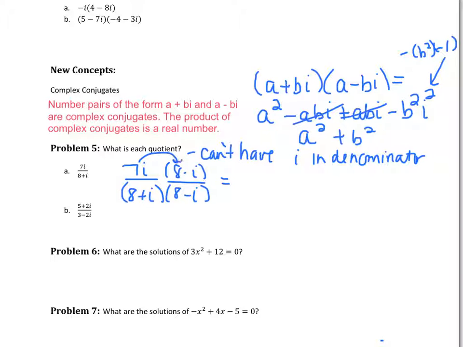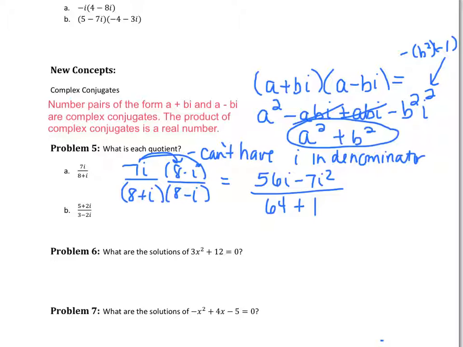On the top, we're just going to distribute. So you're going to get 56I minus 7I squared. And on the bottom, you could go through and FOIL everything out, but you're going to see that the outside and inside terms cancel. And remember, it's just going to be A squared plus B squared on the bottom. So A in this case is 8, so I get 64. B is 1, it's 1I, so 64 plus 1 squared is 64 plus 1. So the bottom turns into 65.